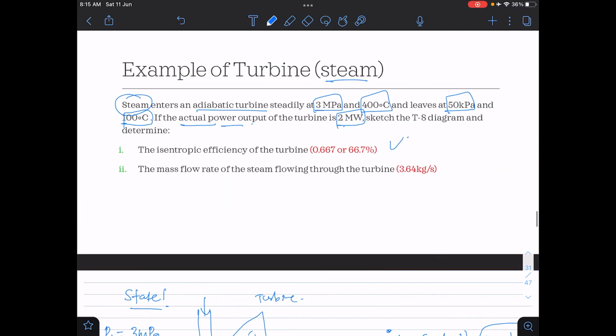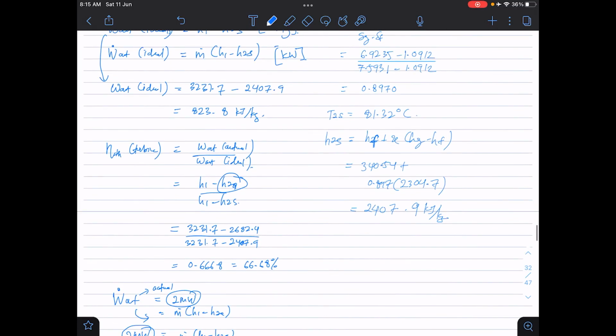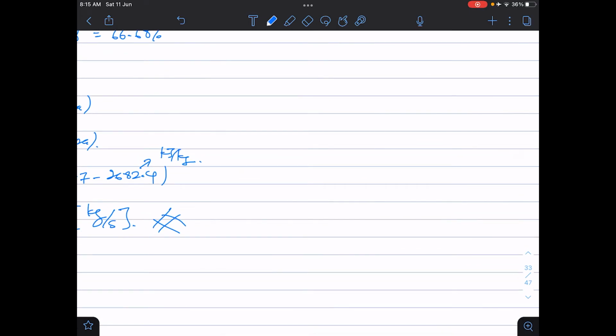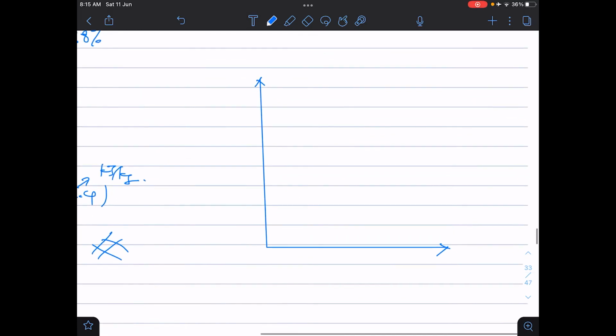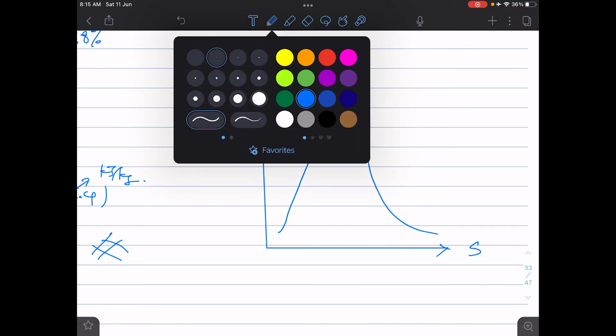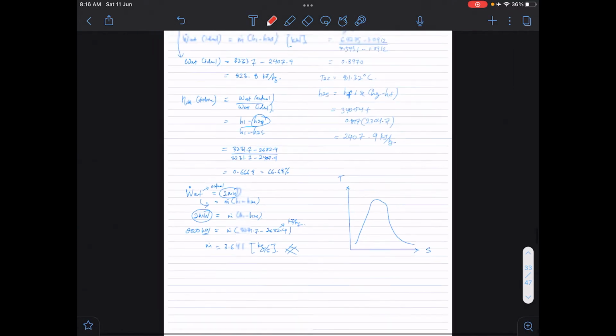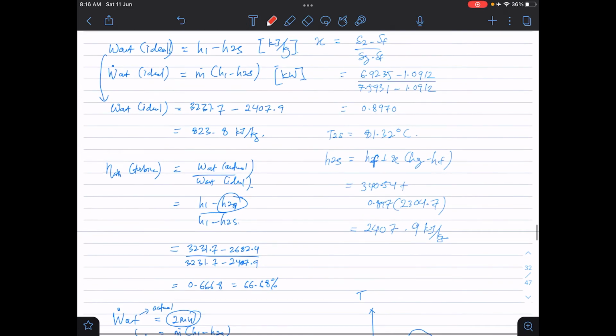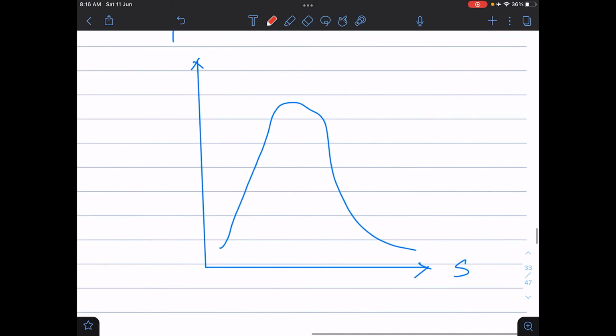And maybe we are left with the TS diagram here. So the TS diagram is quite straightforward. The TS diagram basically looks like a TV diagram. So it means that if you have two values of pressure, you need to draw the two constant pressure lines. The first one here, you should have the vapor dome. Then at state 1 here, we have 3 MPa. State 2, we have 50 kPa. So only two pressure levels.